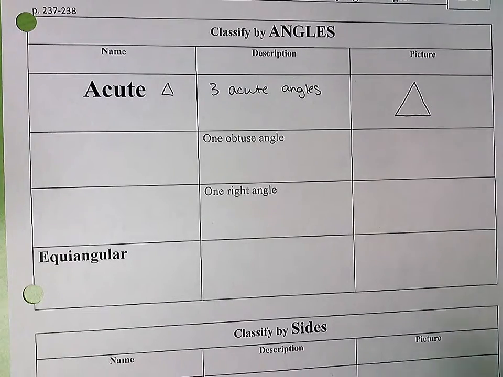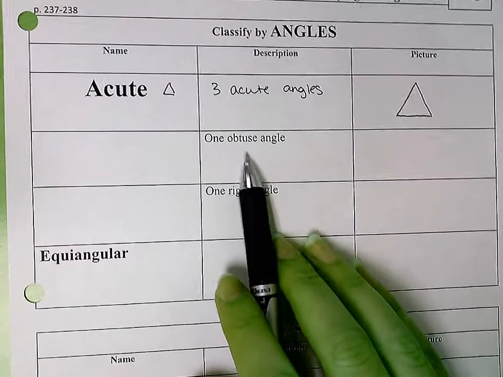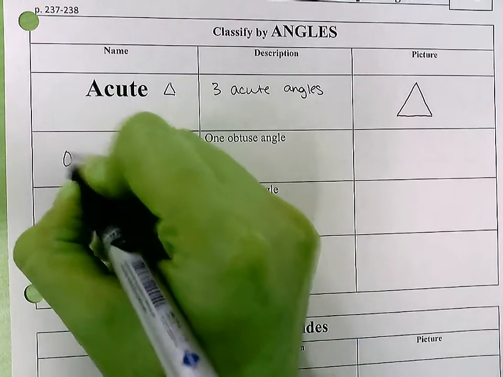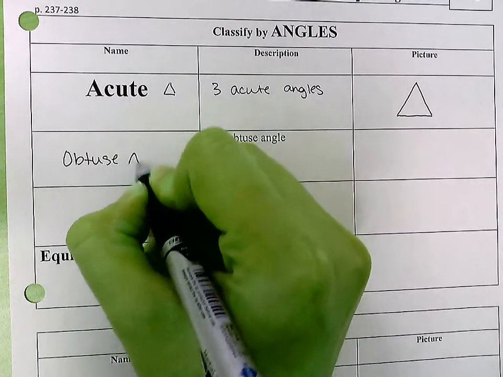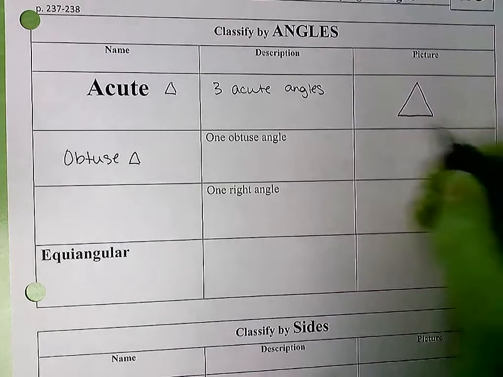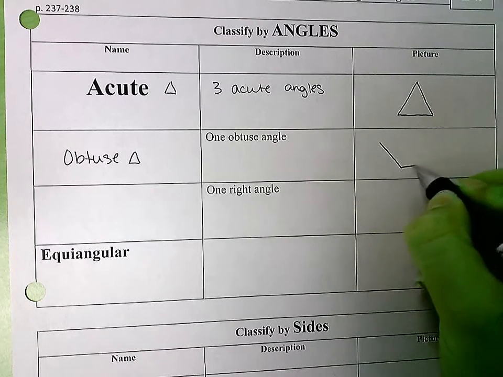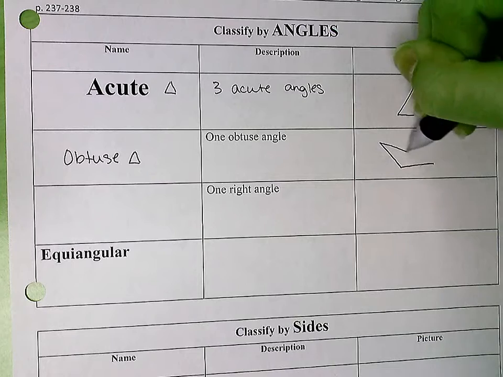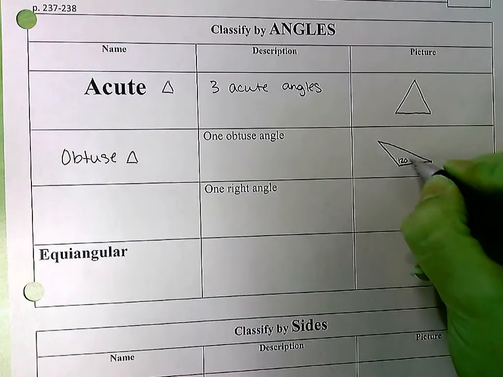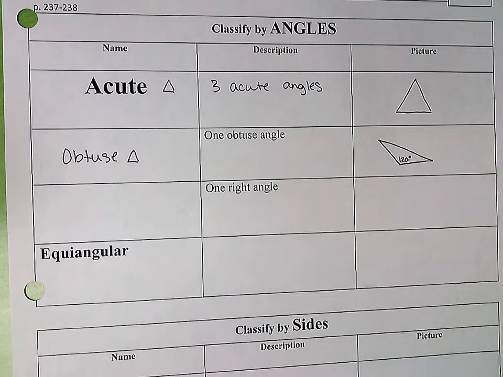For the next one, if there's one obtuse angle, that's the description, that means this will be an obtuse triangle. So you have an obtuse triangle, that means there's one obtuse angle. That angle would then have to be greater than 90 degrees. In a picture of that, you need one angle greater than 90. I'll just call it 120 degrees, just so you know, yes, that's greater than 90 degrees.